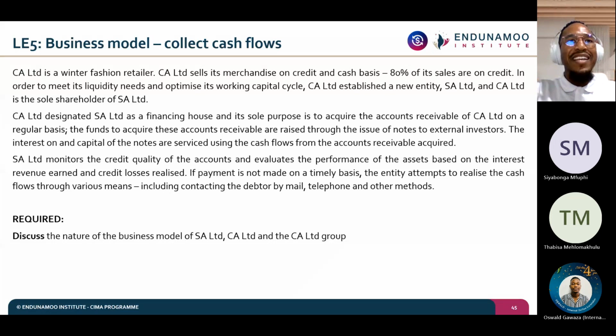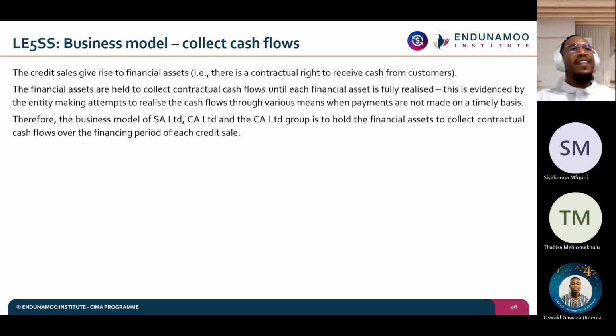The required says we must discuss the nature of the business model of SA Limited, CA Limited, and the CA Limited Group. Here's the solution. The credit sales give rise to a financial asset, i.e., there is a contractual right to receive cash from customers. The financial assets are held to collect contractual cash flows until each financial asset is fully realized. This is evidenced by the entity making attempts to realize the cash flows through various means when payments are not made on a timely basis.